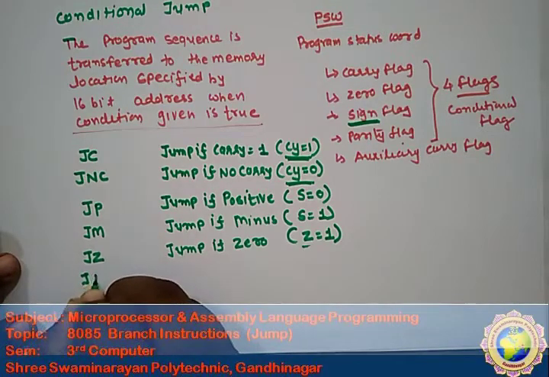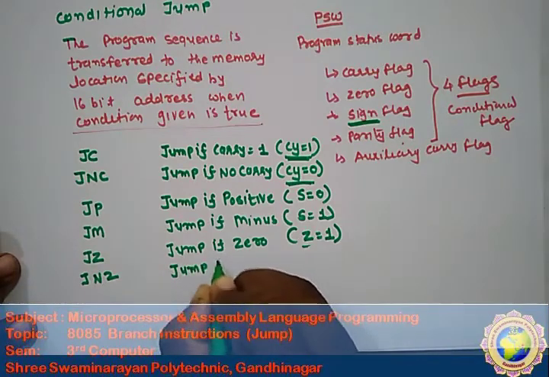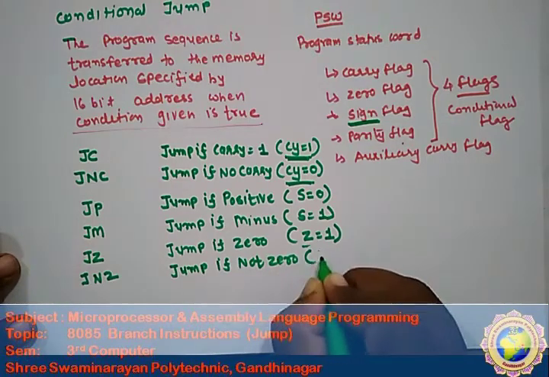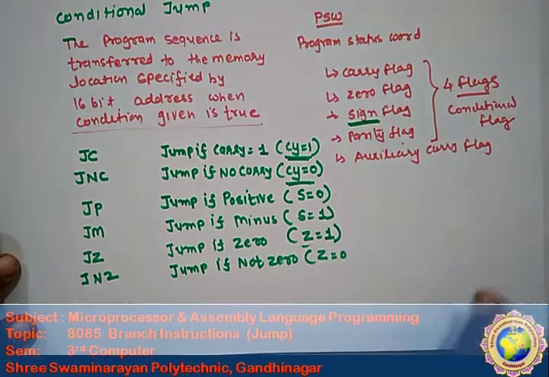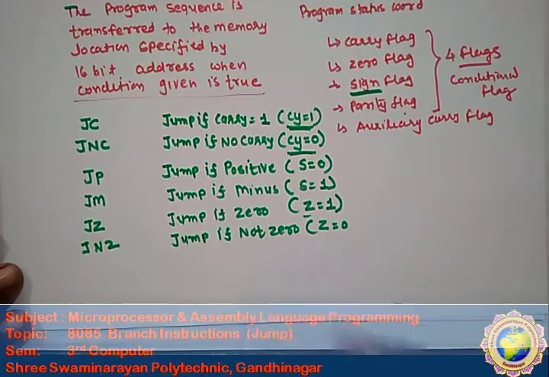The next, jump if not 0. Jump if not 0 means the value of Z is equal to 0.